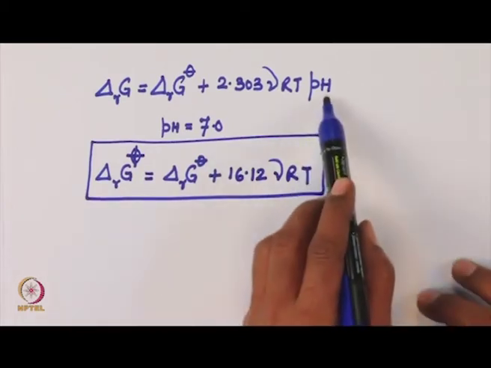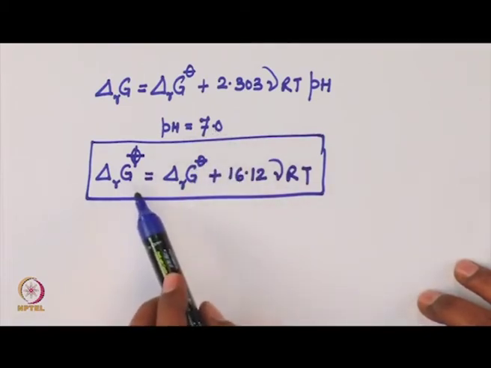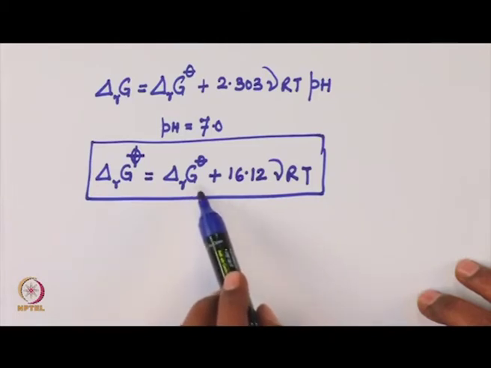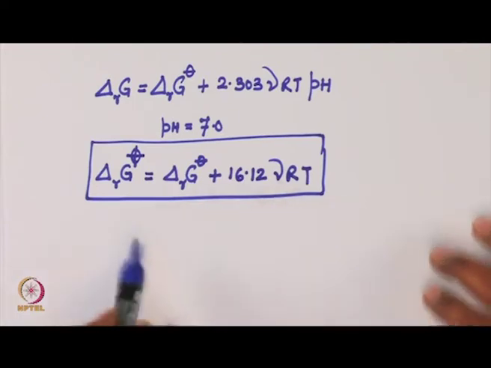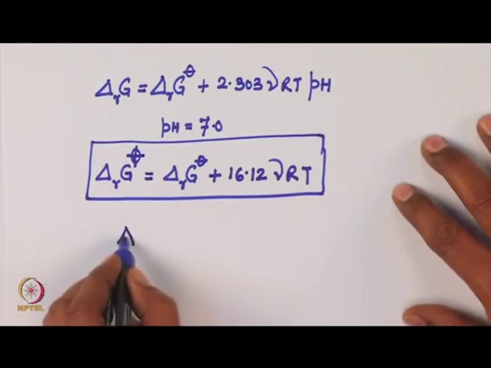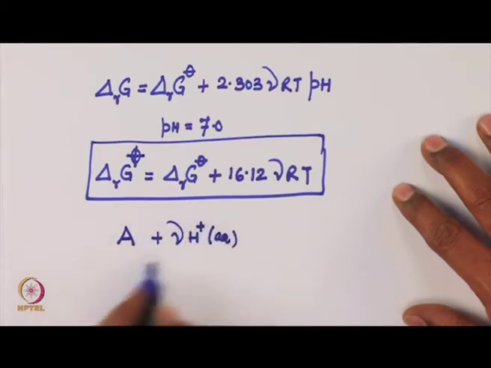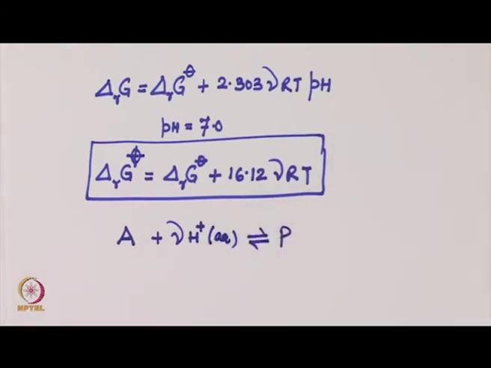Please note here, since we are putting pH is equal to 7, therefore I am writing this as the biological standard state reaction Gibbs energy. This is the thermodynamic standard state reaction Gibbs energy. Nu is the number of hydrogen ions produced or released, because our original reaction was A plus nu times H plus aqueous, it is in equilibrium with P. That is what our original reaction was.